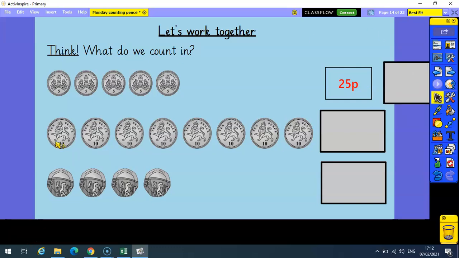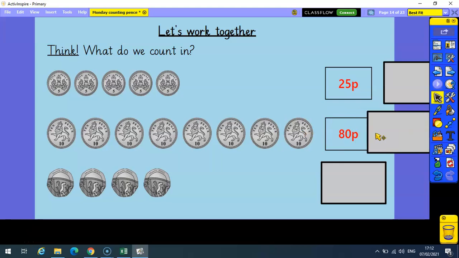Superstars. How do I do this one then? What should I count in this time? That's right, tens. 10, 20, 30, 40, 50, 60, 70, 80. 80p. Oh, this one's tricky. Right, who can remind me what this coin is? This coin is a 20p. That's right, 20 pence. So I can count in 20s.